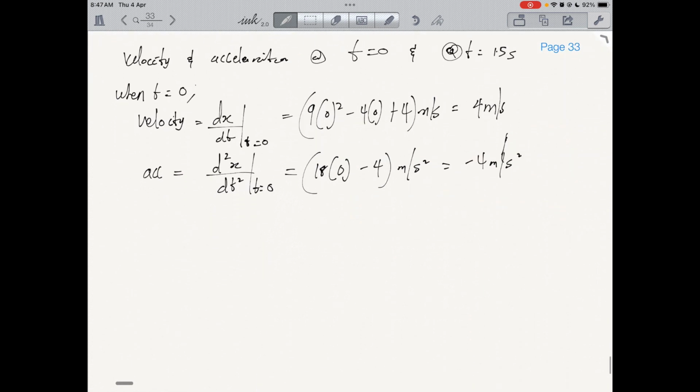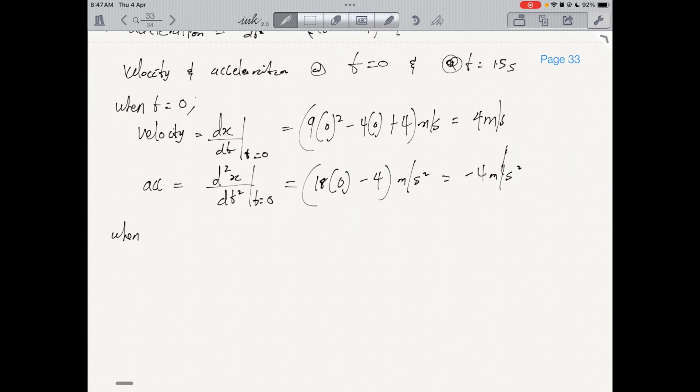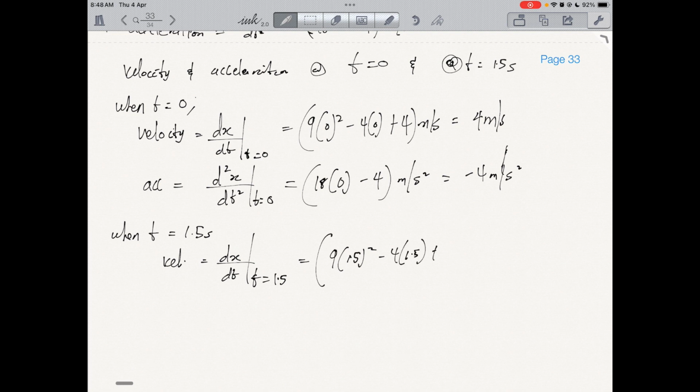Now the same thing is applicable when t is equal to 1.5 seconds. We can calculate our velocity, which is dx/dt at t equals 1.5. So wherever we see t, we put 1.5: 9 into 1.5 squared minus 4 into 1.5 plus 4, meters per second, and this will give us 18.25 meters per second.